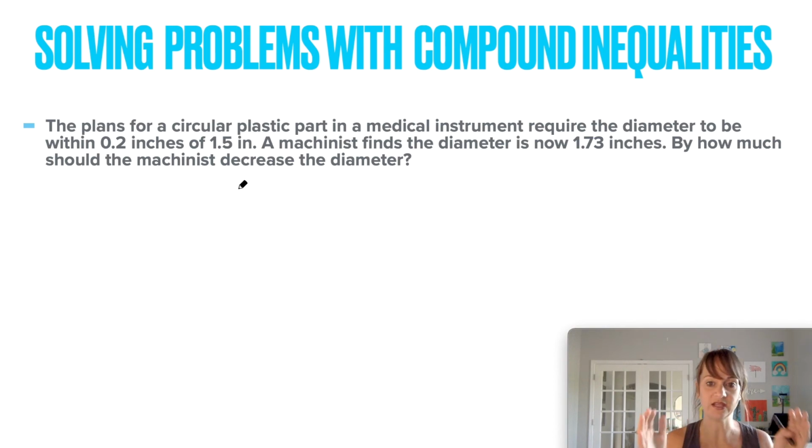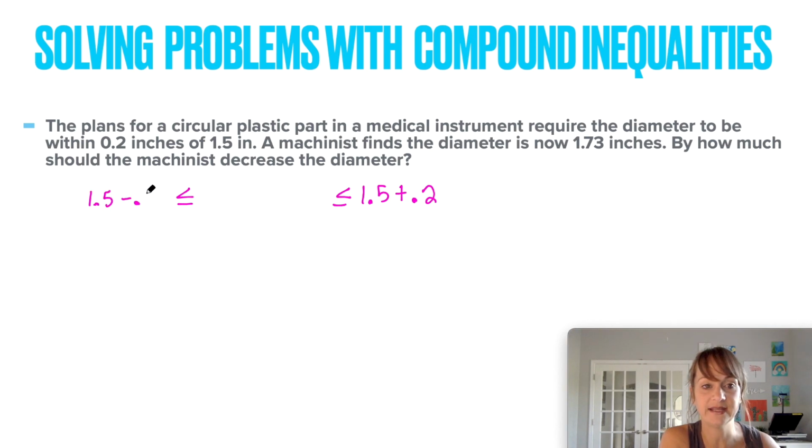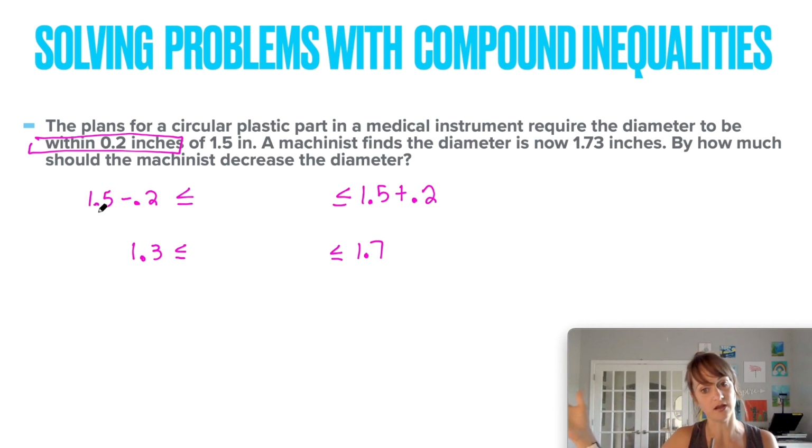This would be considered an and. You have parameters on both sides of the type of diameter that you could have. So we know that it could be within 0.5 plus 0.2. We also know that it can be within 0.5 minus 0.2. So basically the diameter can be anywhere from 0.3 inches in diameter to 0.7 inches in diameter. Okay, within 0.2, that's going to be your hint. Within 0.2 means you're going to add and you're going to subtract, because it can be within 0.2 on either side, above it or below it.